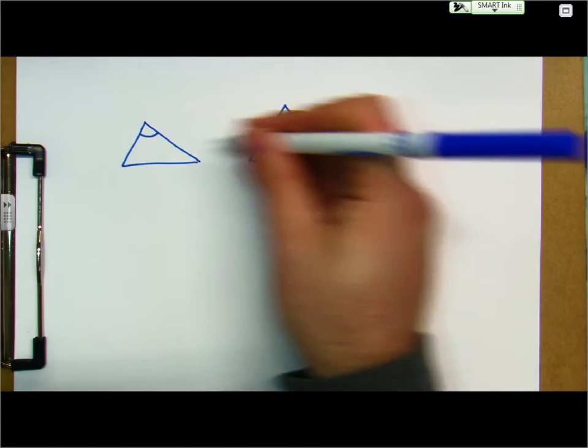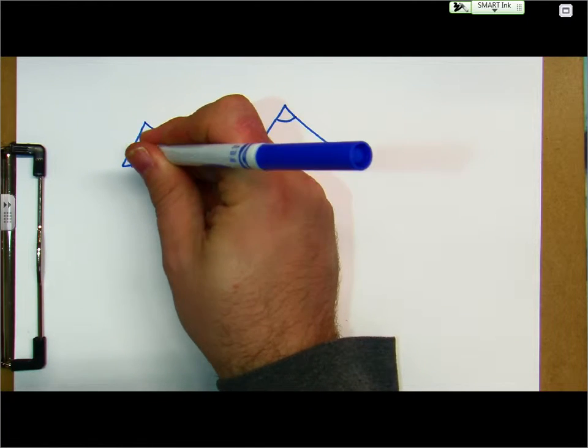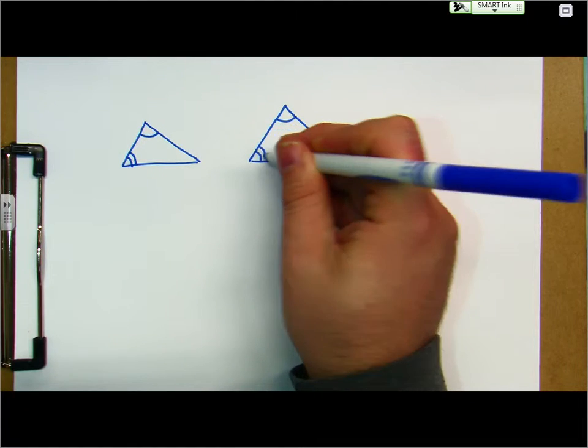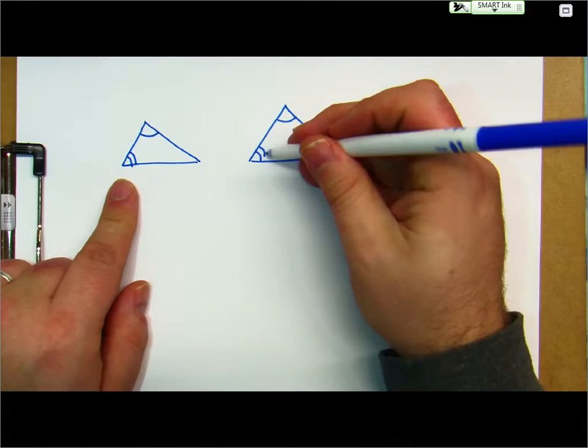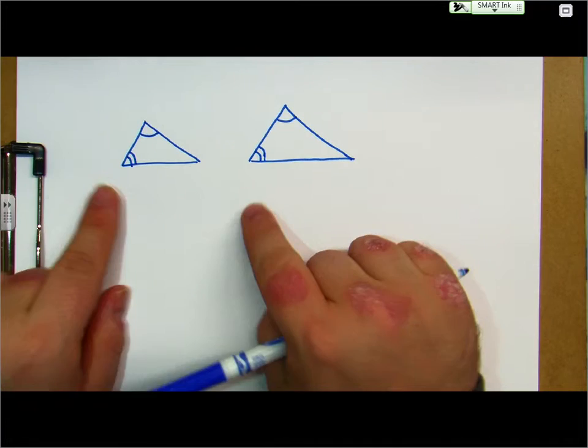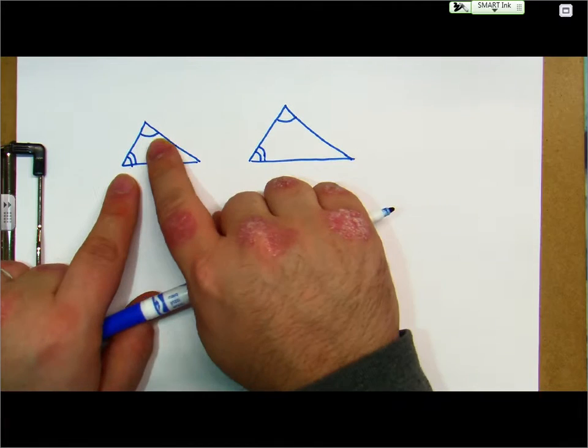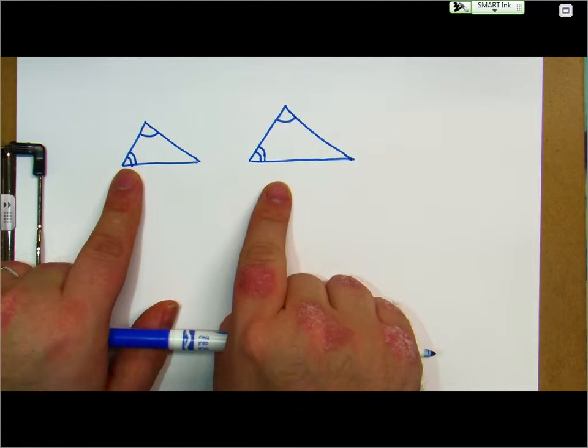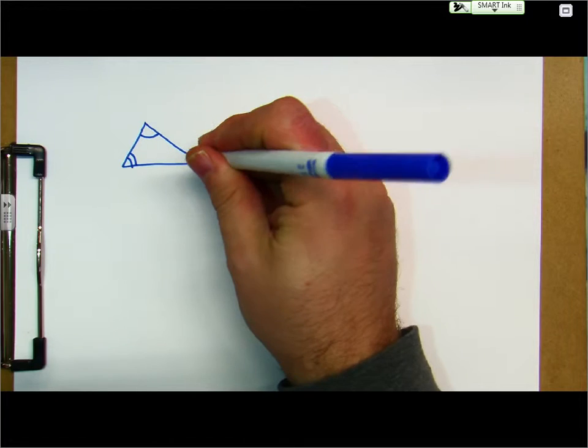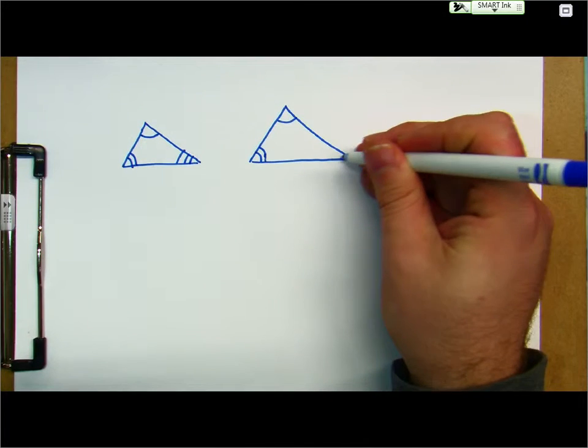Okay, these two angles are going to be the same too, but I'm going to use two lines to say that they're the same. Why do you think I'm using two lines? Yeah. Because they're not the same as the top angle. Exactly. They're not the same as this one, but they're the same as each other. So I'm using two lines to show that. And then finally, you betcha, three lines.